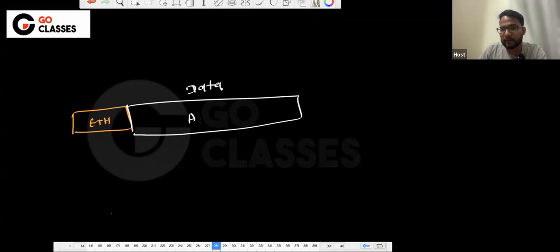This is the ARP. It could be the ARP packet also. An ARP packet must have its own header also, the ARP header. If it is an IP packet, then it will have an IP header, something like this. So in this data, you will have the ARP packet.